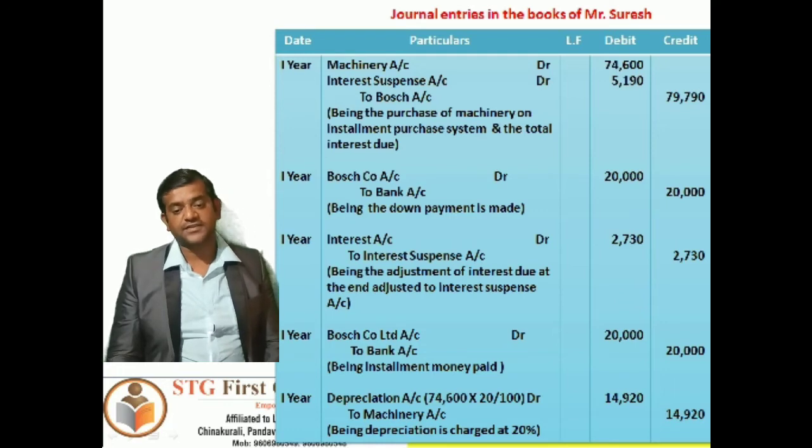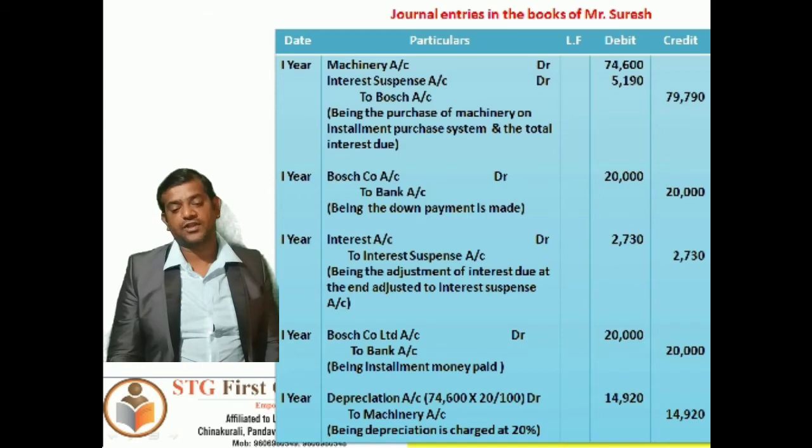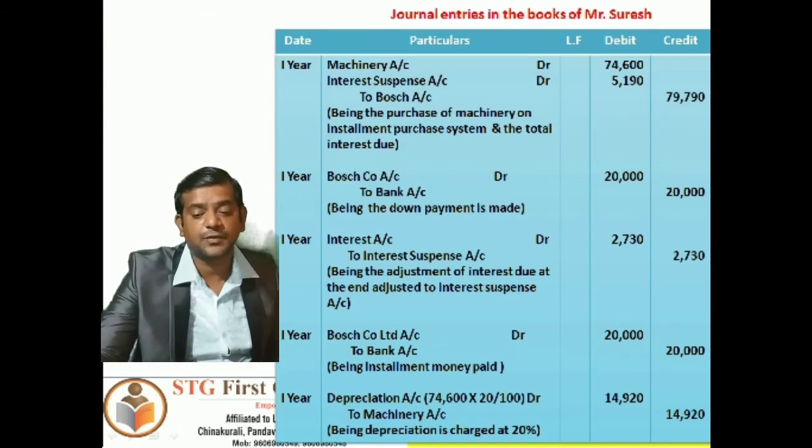So again on the first year, depreciation account debtor to machinery account. So depreciation account, open the bracket, what was the original value, cash price of the machine whatever purchased. So that is 74,600 into 20 divided by 100. So that is 14,920 being depreciation is charged at 20%.